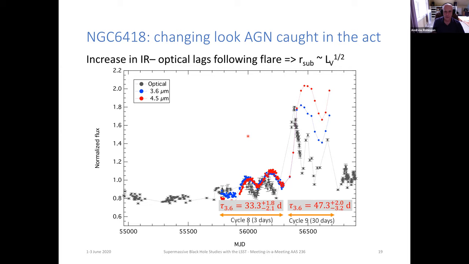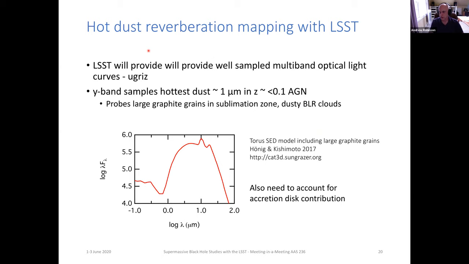So let me move on to talk in the last few minutes about reverberation mapping with LSST. LSST is going to provide well-sampled multiband optical light curves, but also there will be observations in the Y-band. So this will probe the hottest dust in low redshift AGN, and we essentially get it for free. This is the Y-band plotted on a torus SED model taken from Sebastian Hönig's CAT3D model library.